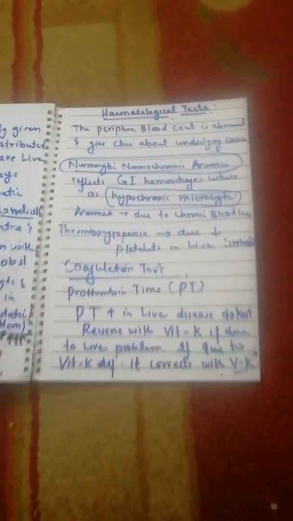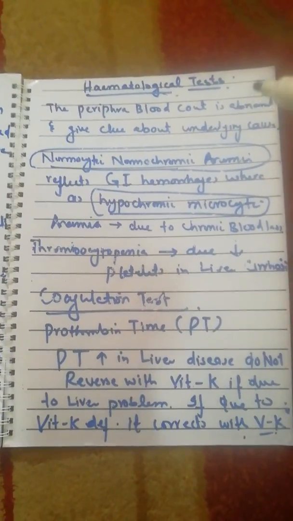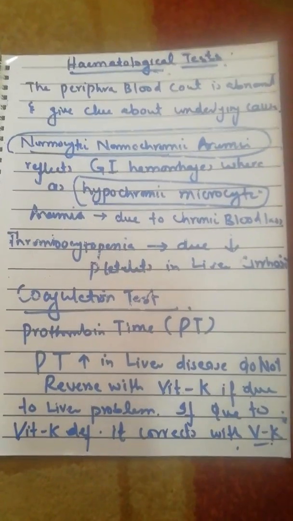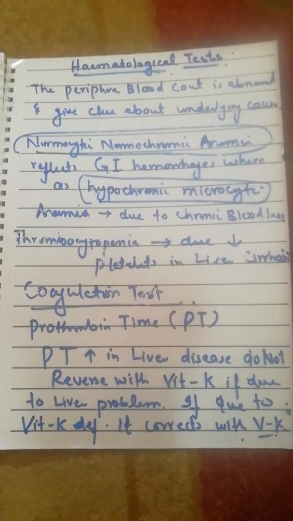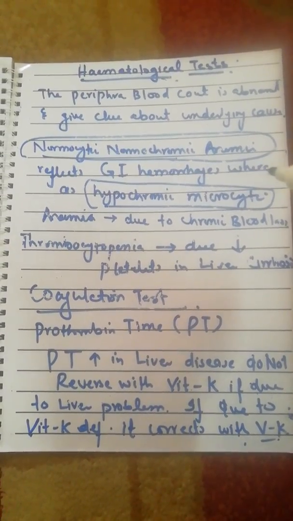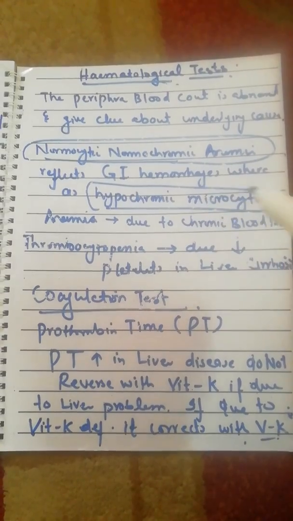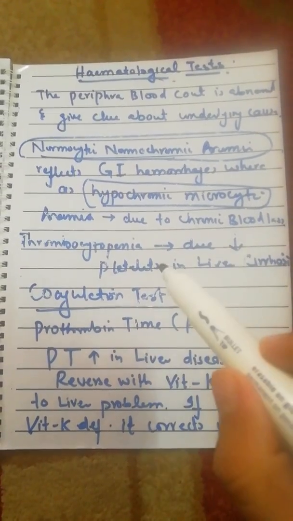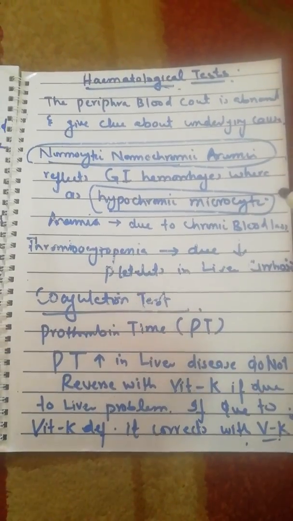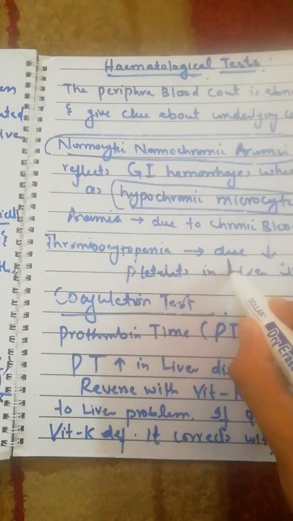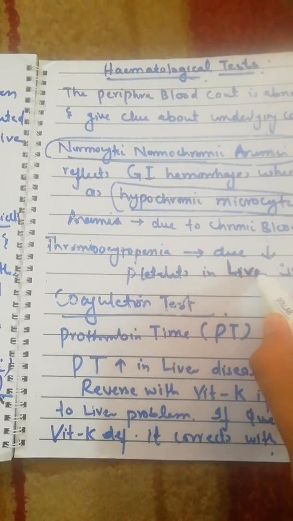Now let's come toward the hematological test. The peripheral blood count is abnormal in many liver diseases and gives a clue about the underlying cause. Normocytic normochromic anemia reflects GIT hemorrhages, whereas hypochromic microcytic anemia will be due to chronic blood loss. There will be thrombocytopenia due to reduced platelets, because we know that in liver cirrhosis platelet formation is affected.